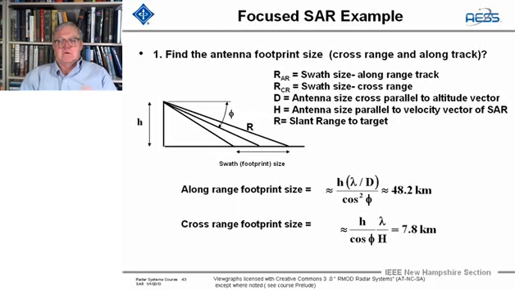I'm not going to treat you like sixth graders. You're all supposed to be advanced students, at least very advanced undergraduates or first-year graduate students, and show that this is the equation from what we've derived for the long-range footprint size, and you get 48.2 kilometers. And the cross-range footprint size is this, and comes out to be 7.8 kilometers.